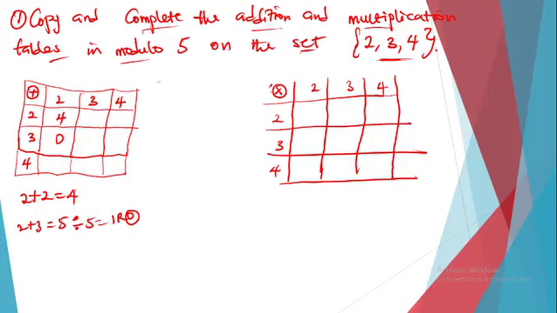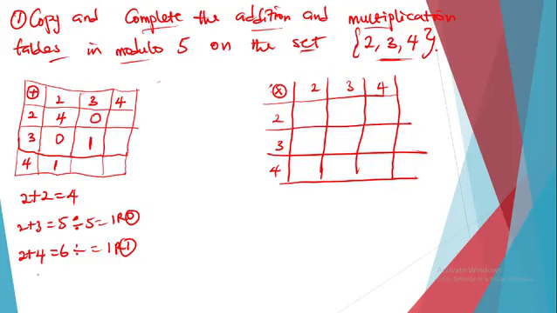Then for this, we have 2 plus 4 is 6. 6 divided by 5 will give us 1, remainder 1. And we take our remainder, which is 1, and add it here. Okay. Now for this, 3 plus 2 is equal to 5, and 5 is equal to 0. So we write 0. 3 plus 3 will give us 6, and 6 is equal to 1. We add it here, 1.